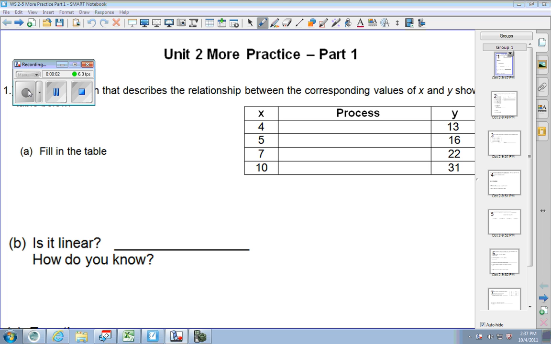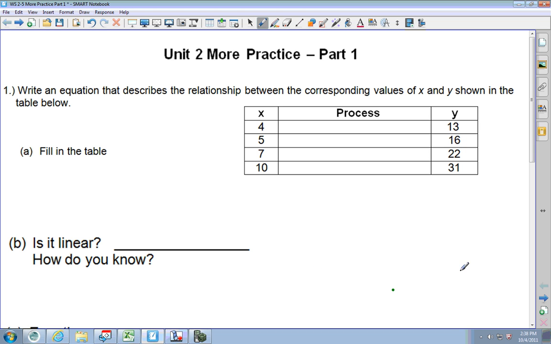This video is going to be a review over table building, proportionality, linear, all the stuff we're doing in Unit 2 for the first quiz. Okay, first off, write an equation that describes the relationship between the corresponding values of x and y shown below, and it says to fill in the table.